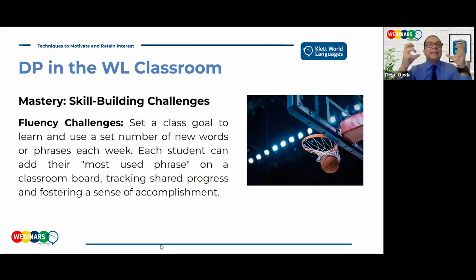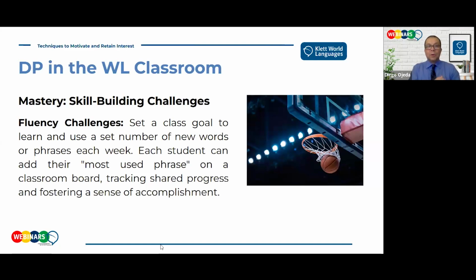The second intrinsic motivation aspect: mastery. So, building challenges. For example, fluency challenges. Let's set a goal. So, how many new words or phrases do we learn each week? So, it's different from giving a quiz every week or a test. It's more like a challenge. Let's set a challenge and let's set up activities and maybe little competitions in the classroom where they can show how much they are building from these challenges.